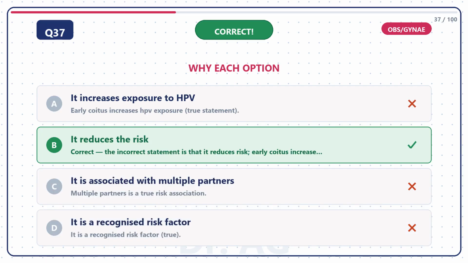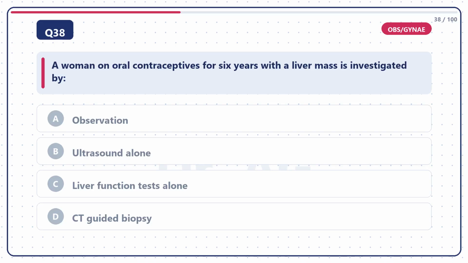And the correct answer is it reduces the risk. Correct. The incorrect statement is that it reduces risk. Early coitus increases cervical cancer risk. So, the right answer is option B. It reduces the risk.